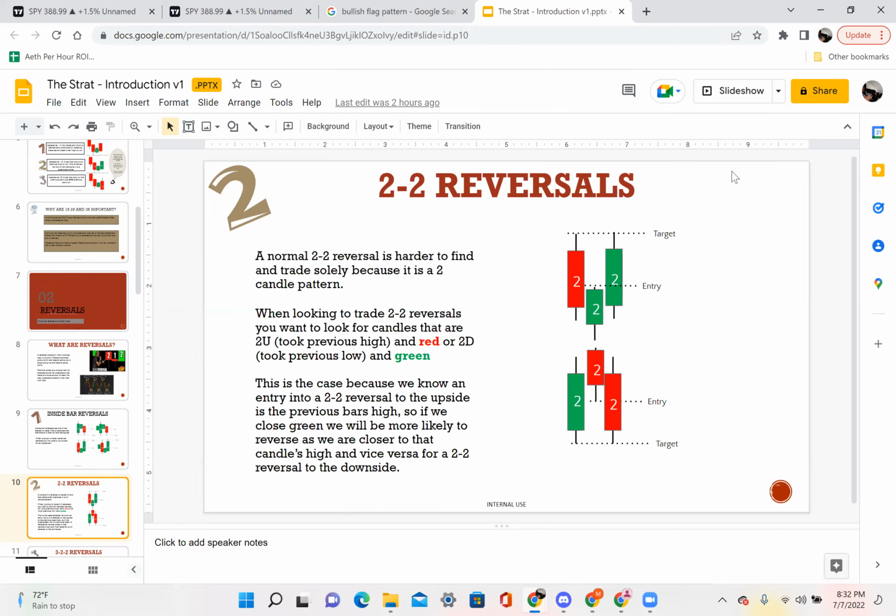Appreciate you. Diamonds, 3 bars is a fail 2. Exactly what D-Wiz said. A 3 bar is a fail 2 up or a fail 2 down.